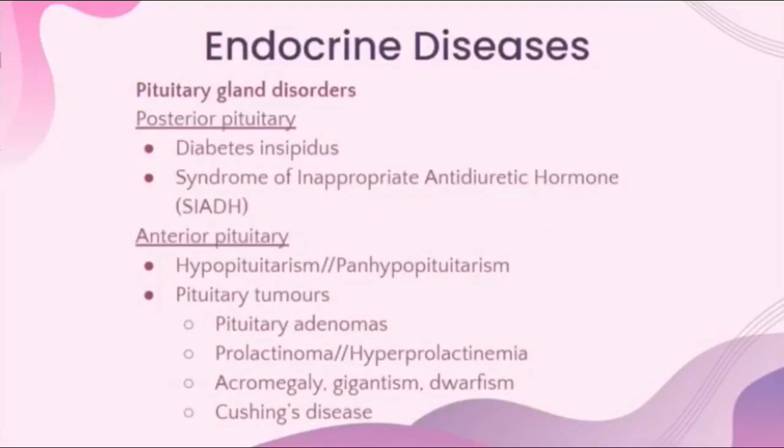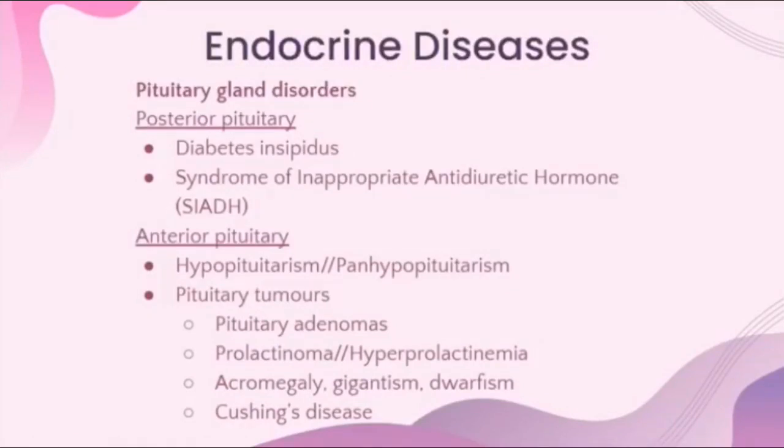The pituitary gland disorders are divided into posterior, the back portion, and anterior, the front portion. Under posterior pituitary, we have diabetes insipidus, an imbalance of fluids in the body, and syndrome of inappropriate antidiuretic hormone, the creation of too much ADH, a hormone that helps the kidney control the amount of water lost through urine, effectively causing excessive water retention.